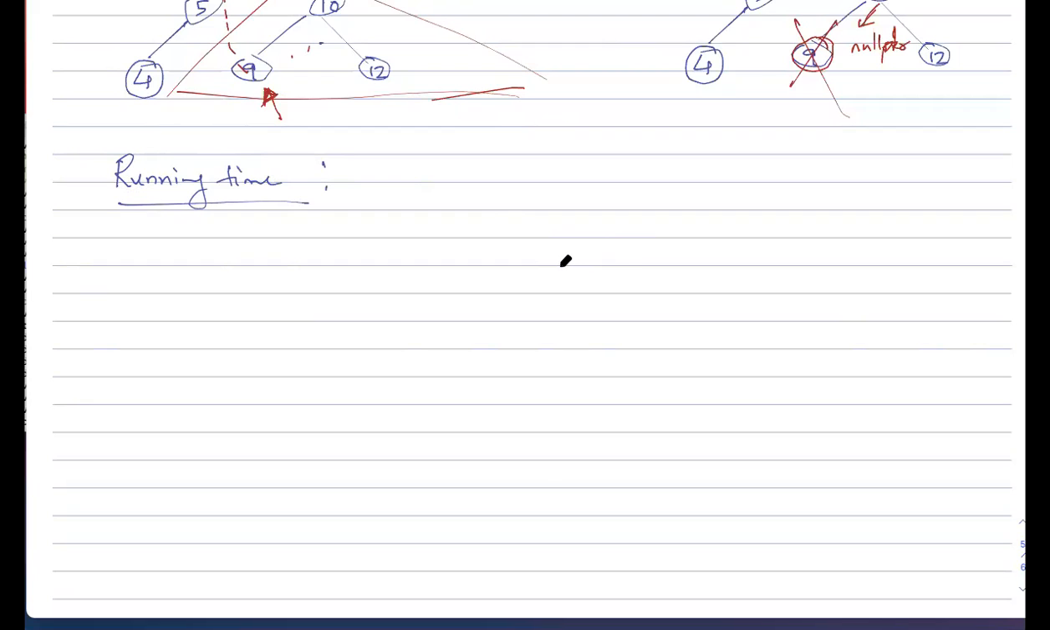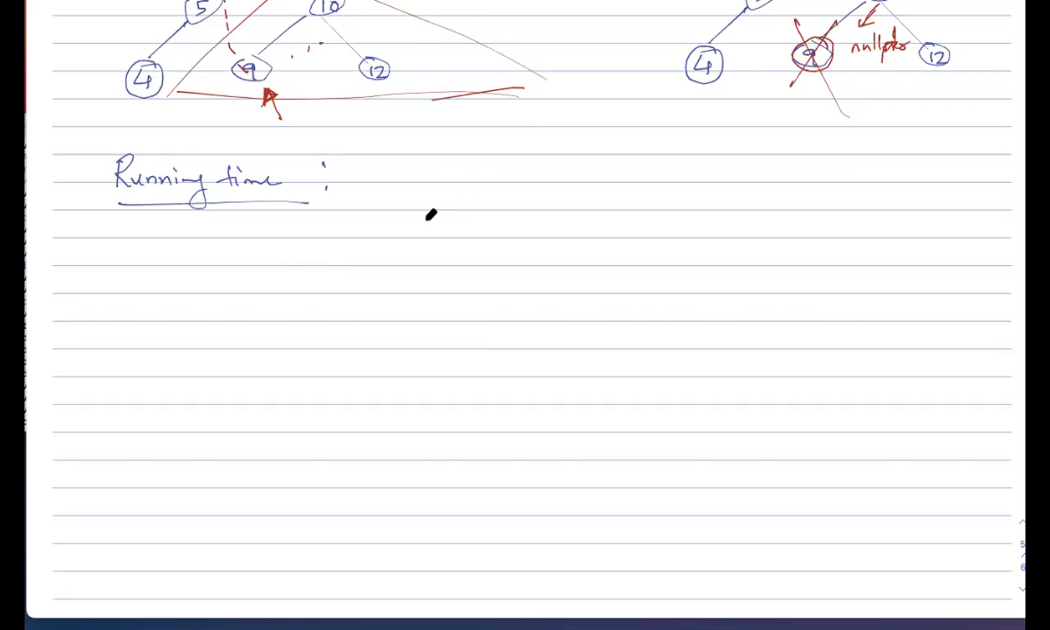So far, it seemed like the running time should be fast. That's why we are discussing this data structure, right? Otherwise, why discuss this? But the truth is that the running time for a binary search tree for all these operations, insert, remove, find, can be efficient only if you are lucky.